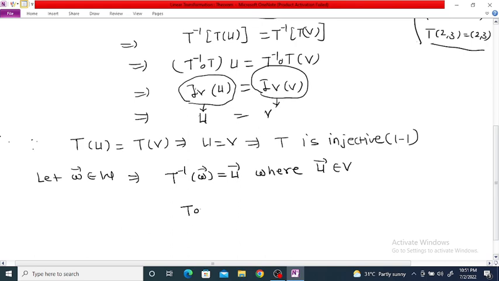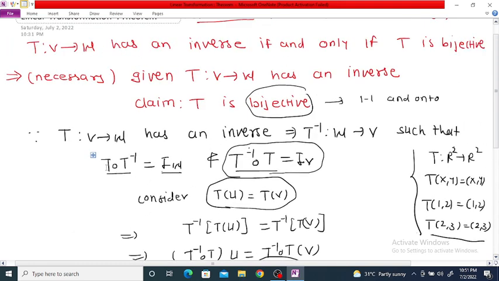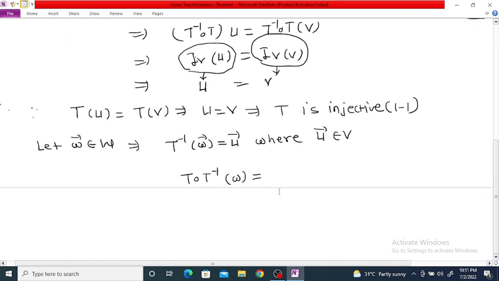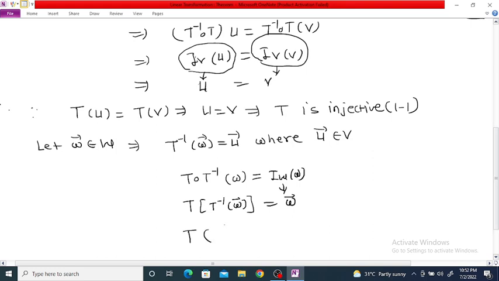Now consider T of T inverse of w bar. As we know, T of T inverse is the identity transformation, so this is nothing but I_W of w bar. The value of the identity transformation I_W of w bar is w bar. And T of T inverse of w bar is T of u bar, since T inverse of w bar is u bar. So T of u bar is equal to w bar.